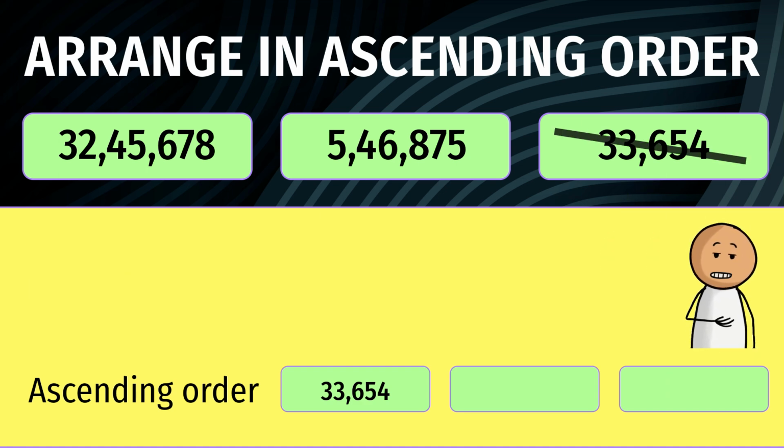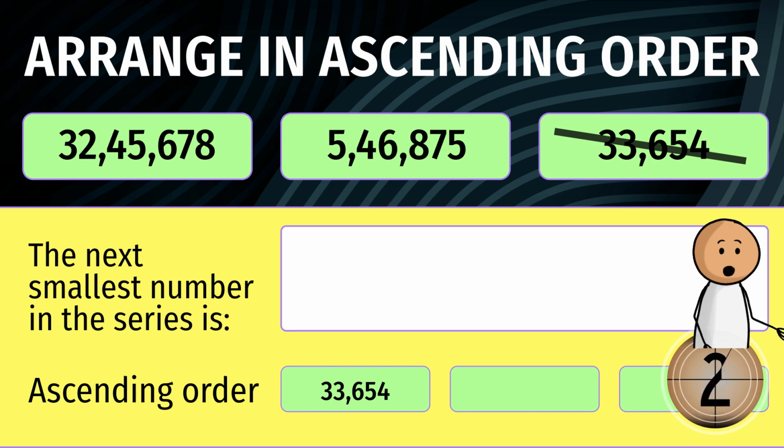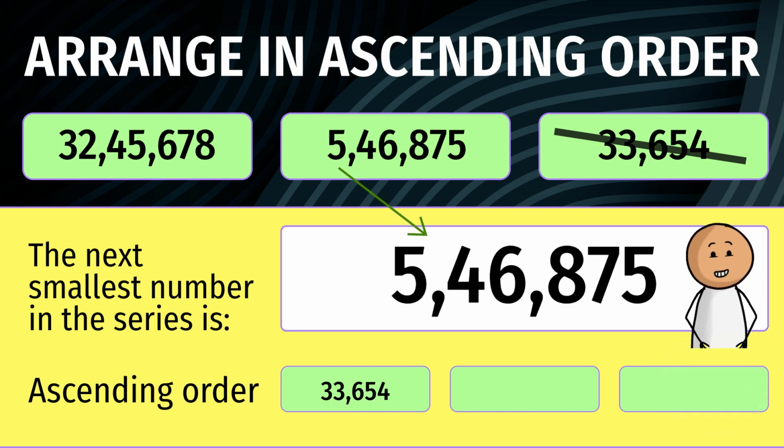The second smallest number in the series is? We have a 5 lakhs number and a 32 lakhs number. So, the next smallest number is 5,46,875.